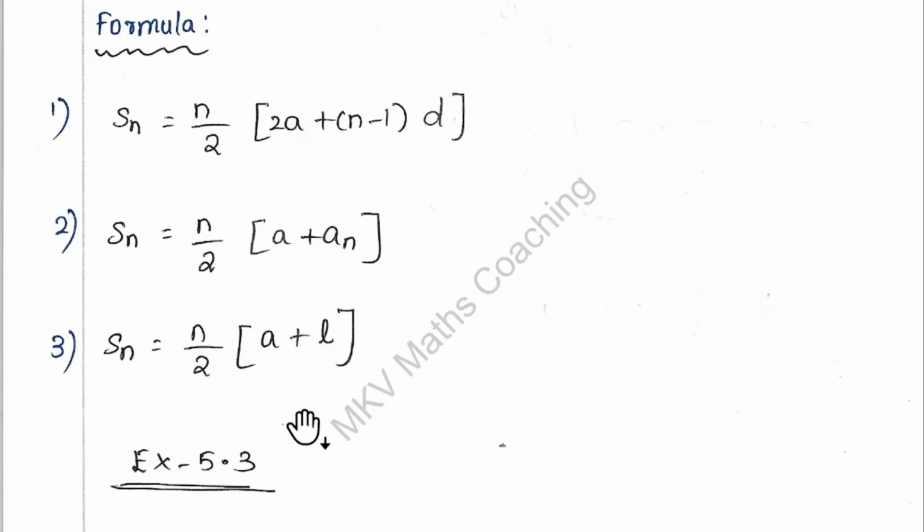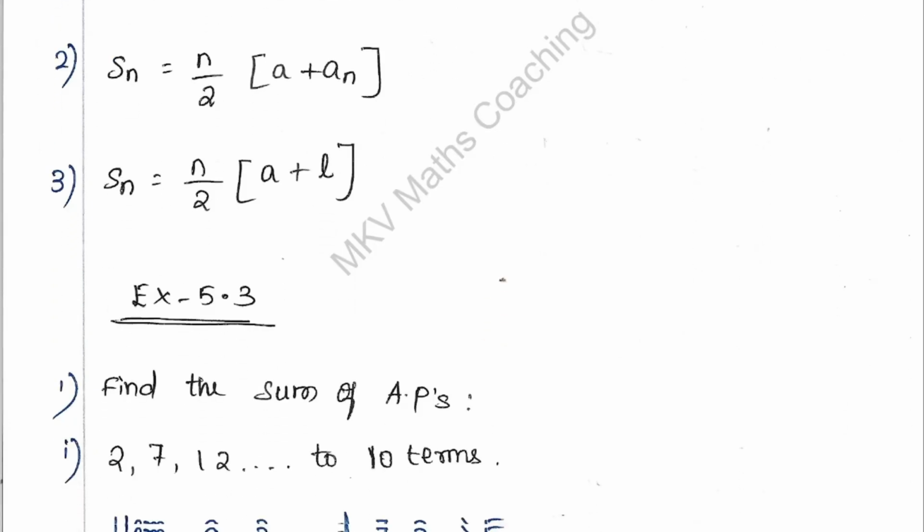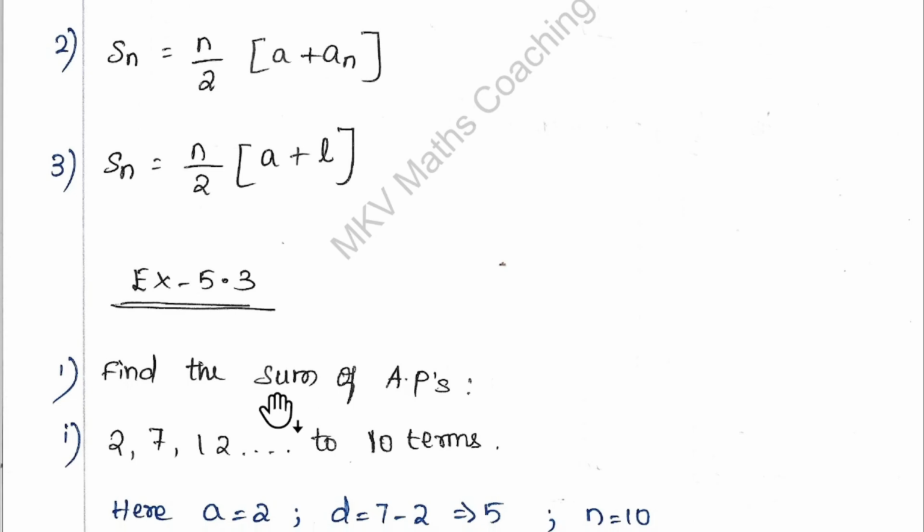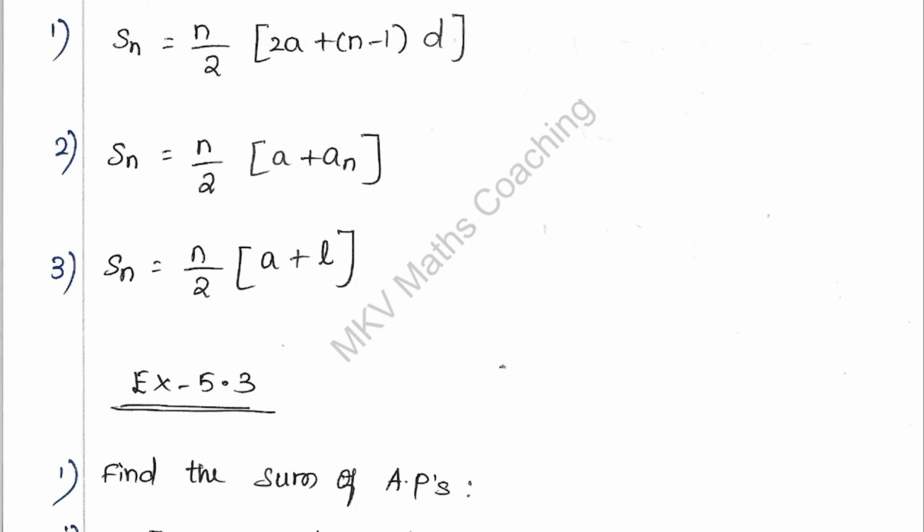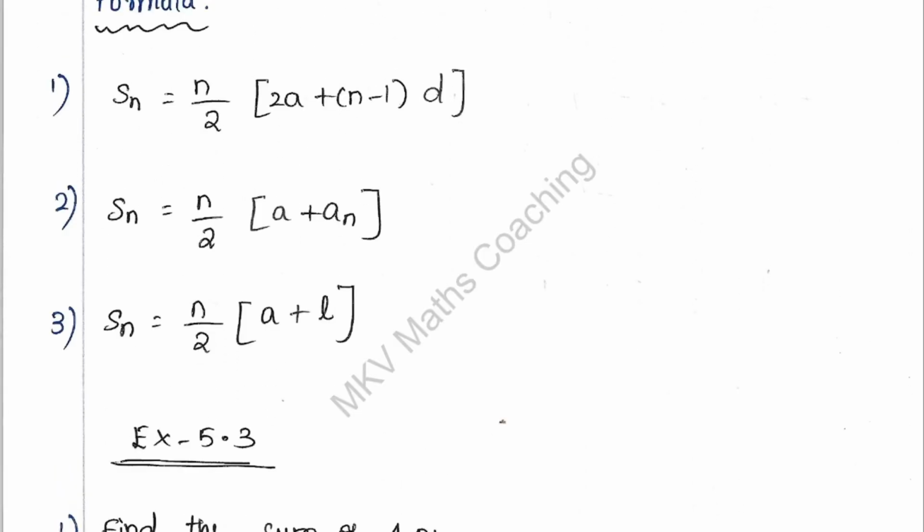Why I'm telling you to do so is because I'll be starting exercise 5.3, first Roman, second Roman. Most of the questions will be tricky to analyze, and you may have some confusion on which formula to take to get the answer. That is why I'm going to give you the trick for choosing the formula. So write in your side column all these three formulas, with the an formula as the fourth one.